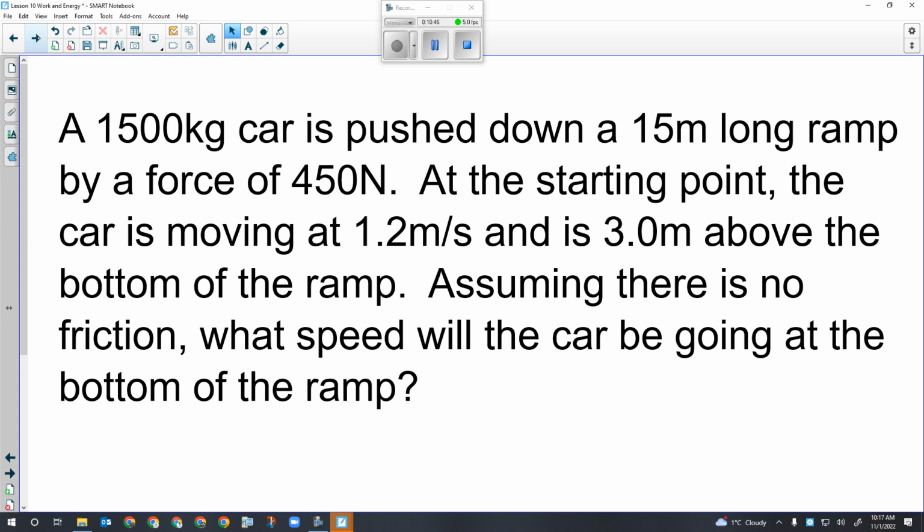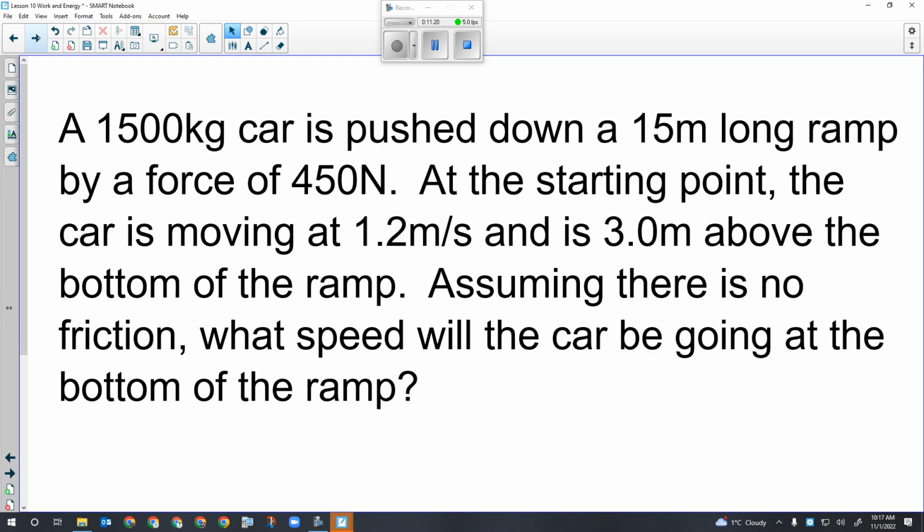I want you guys to write this one down and give it a try. It's like one we did yesterday. So a 1,500 kilogram car is pushed down a 15-meter long ramp by a force of 450 newtons. At the starting point, the car is moving at 1.2 meters per second and is 3 meters above the bottom of the ramp. Assuming there is no friction, what speed will the car be going at the bottom of the ramp?